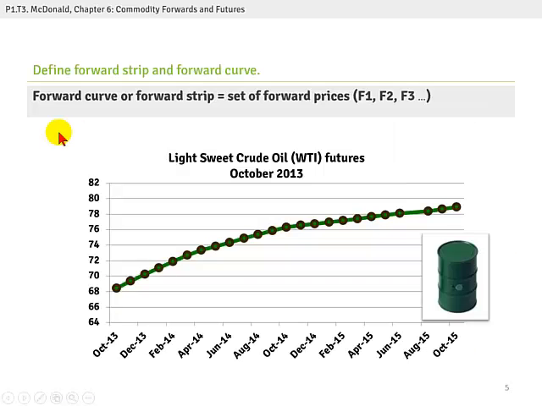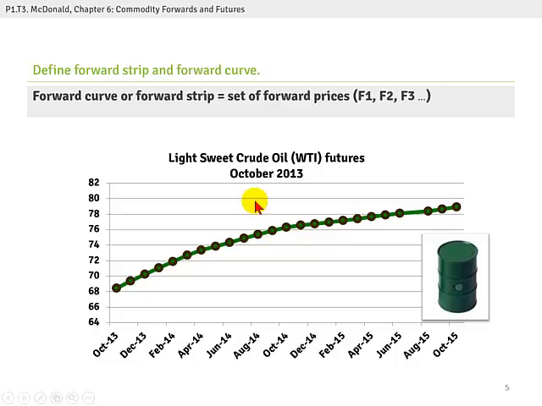So we're asked to define a forward strip or forward curve. And so if we imagine ourselves at a point in time, so roughly that would be today, early September 2013, there are several simultaneous forward prices at any given point in time. There's a forward price for any number of future dates, and that set of forward prices constitute what we could call the forward curve, sometimes the futures curve if it's traded futures.